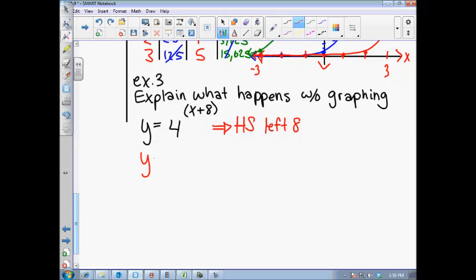Okay, try this one. Still base 4 raised to the x minus 5. I want you to turn to your neighbor and tell them the shifting. Turn to your neighbor, please. More talking. Turn to your neighbor and tell them how it shifts.